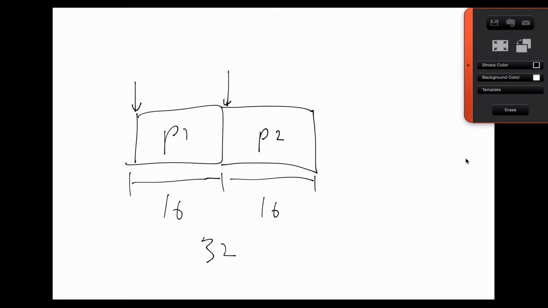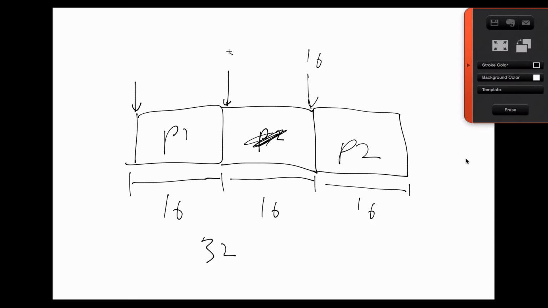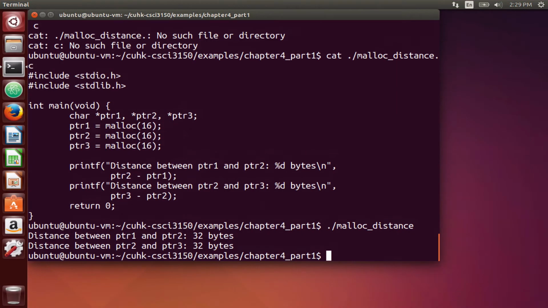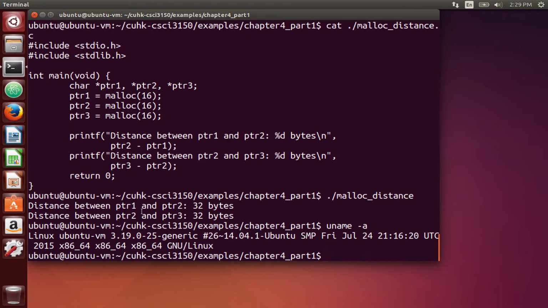So what is the meaning? The meaning is that this is not P2, P2 is here. Oh no, I should say another pointer. So from here to here there is a big gap between P1 and P2, exactly 16 bytes. Now, this is the case for a 64-bit CPU. Now I go to the 32-bit CPU.